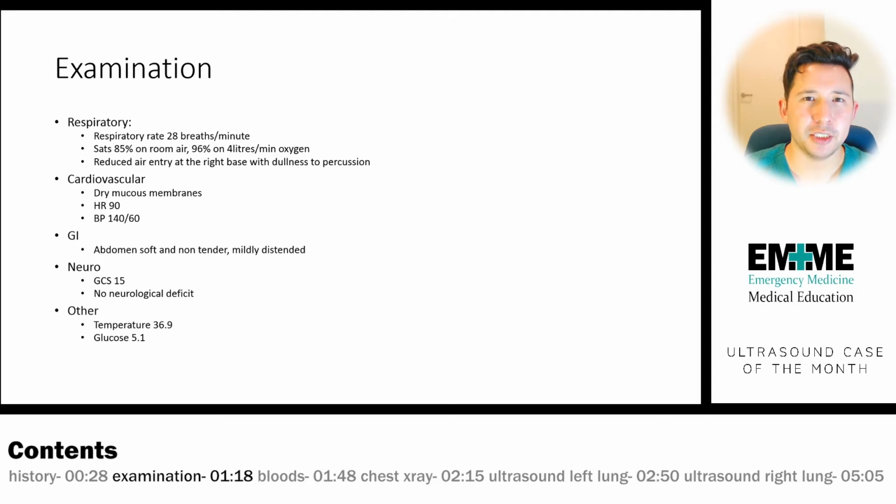On examination, she's tachypneic to a rate of 28. She has oxygen sats of 85% on room air, and these come up to 96% on 4 litres of oxygen. She's got reduced air entry at the right base with dullness to percussion in the same area. She's got dry mucous membranes, but otherwise an okay heart rate and blood pressure. She's got a mildly distended but non-tender abdomen. She's got no neurological deficit, has normal blood sugar, and is afebrile.